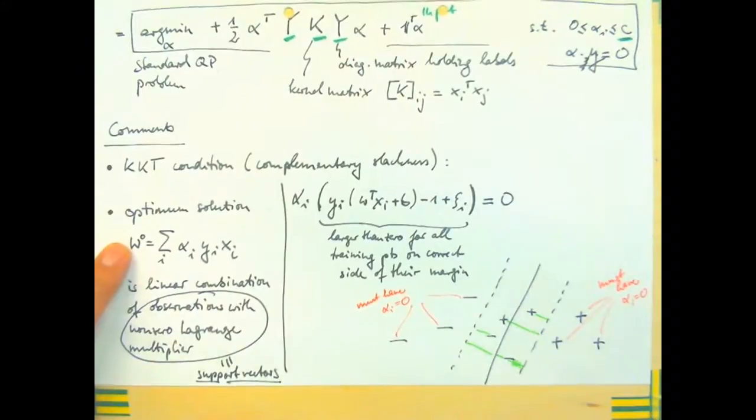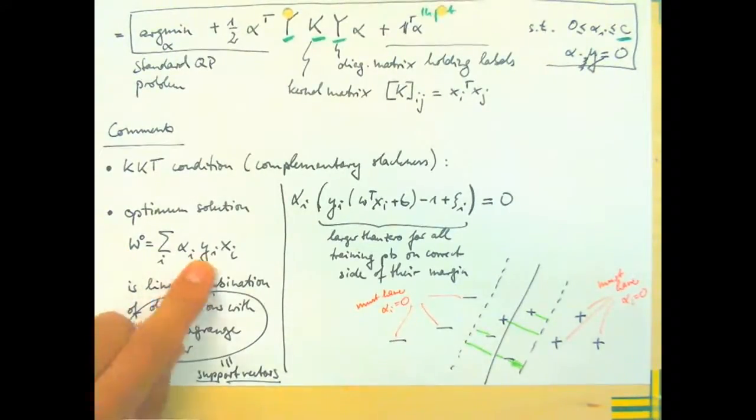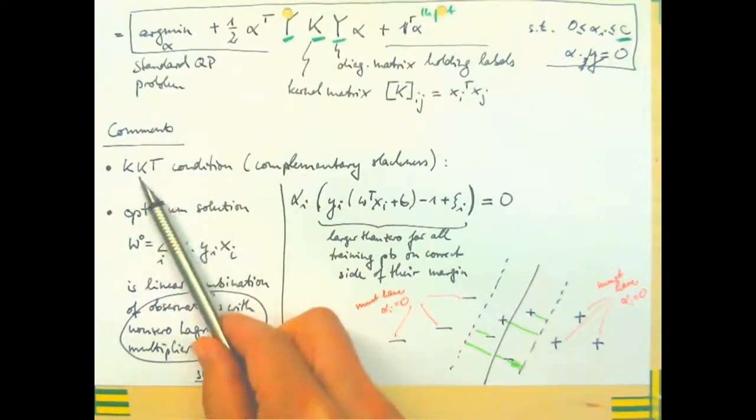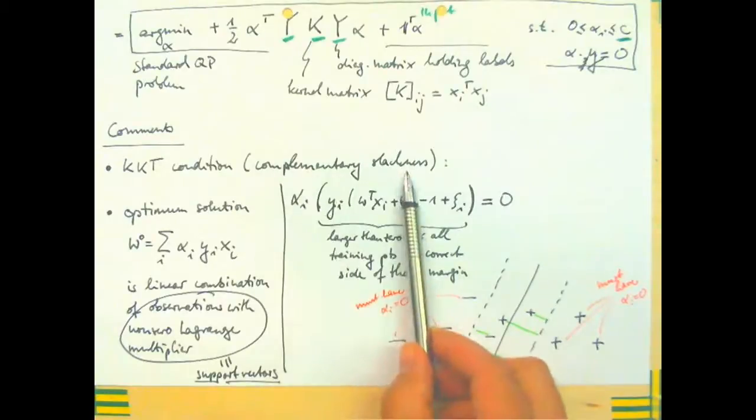Now I mentioned earlier that perhaps we don't need to involve all of the observations, and indeed this is perhaps the most interesting feature of support vector machines. The reason is given by this Karush-Kuhn-Tucker condition. I'm not going to explain it in detail, but it comes from the theory of optimization.